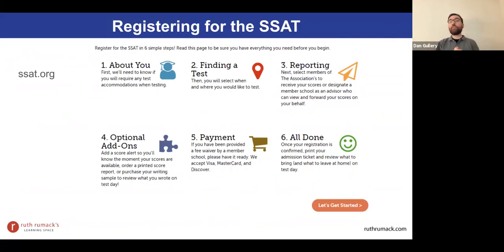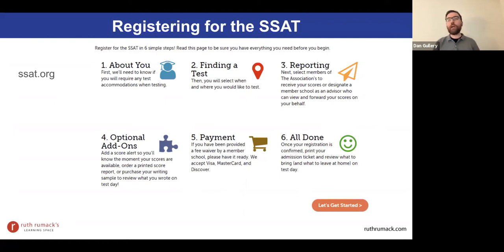If they're scores that you're happy with, then you can manually have them released to whichever schools you're applying to. If you're not happy with them, you can have your kid retake the test and then only select the scores that you're happy with to be submitted to the schools. If you select the schools right away at the beginning, all scores from all tests that your child takes will be automatically sent to that school.